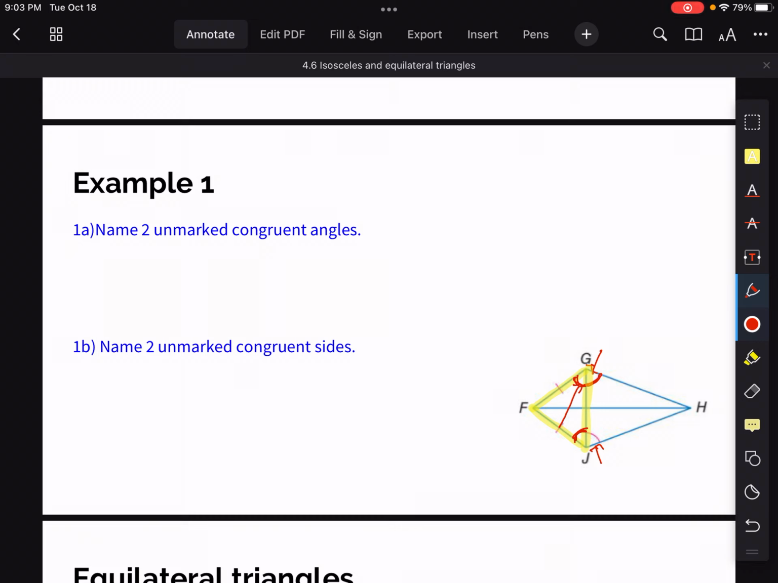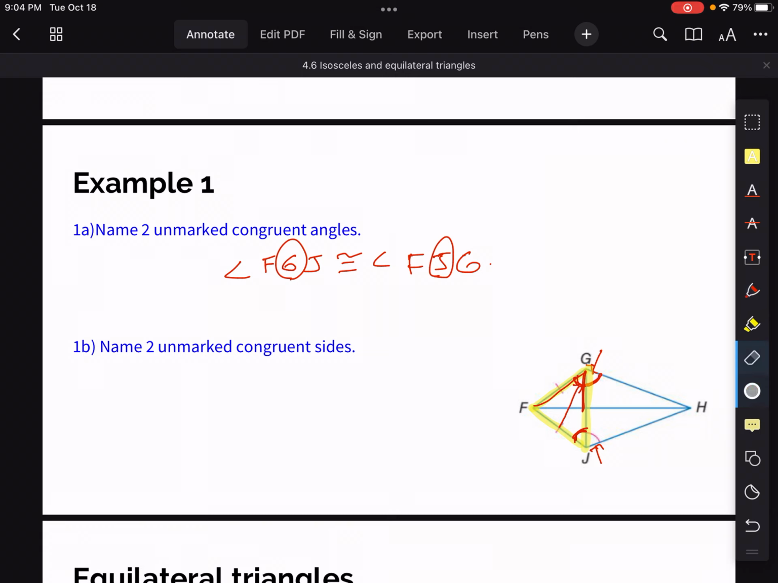We're going to call this angle FGJ is congruent to angle FJG. Notice that the middle ones are the ones that we're really talking about, the J and the G. But you have to use all three letters so that you know that we're talking about this part of the G angle and not the other part.